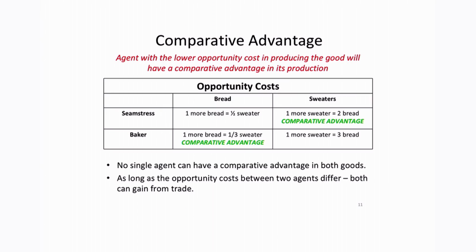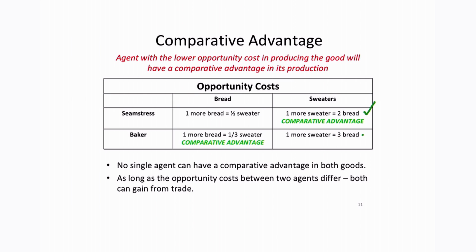Now, let's talk about comparative advantage. Comparative advantage is related to opportunity costs. And we have already decided who has the lowest opportunity cost in the production of each good. The agent with the lower opportunity cost will produce a good and have a comparative advantage in that good. So the seamstress has a comparative advantage in the production of sweaters, because to produce one more sweater, she only has to give up 2 bread. Whereas the baker, for him to produce one more sweater, he has to give up 3 bread.